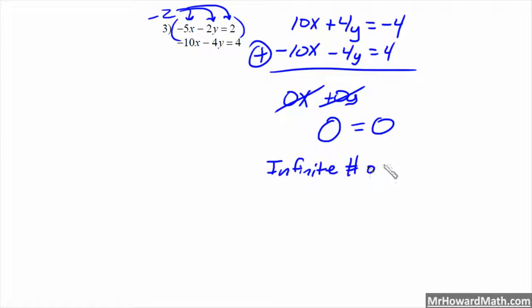Infinite number of solutions. So in other words, these are the same lines. They lie on top of one another. They share every single ordered pair to infinity. So infinite number of solutions.